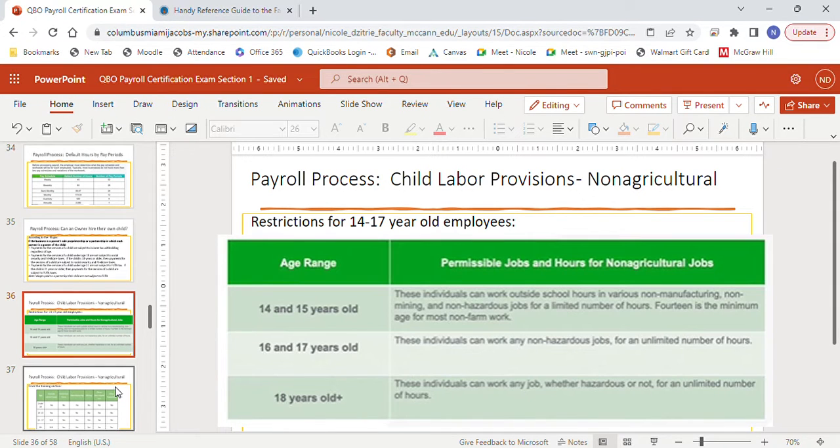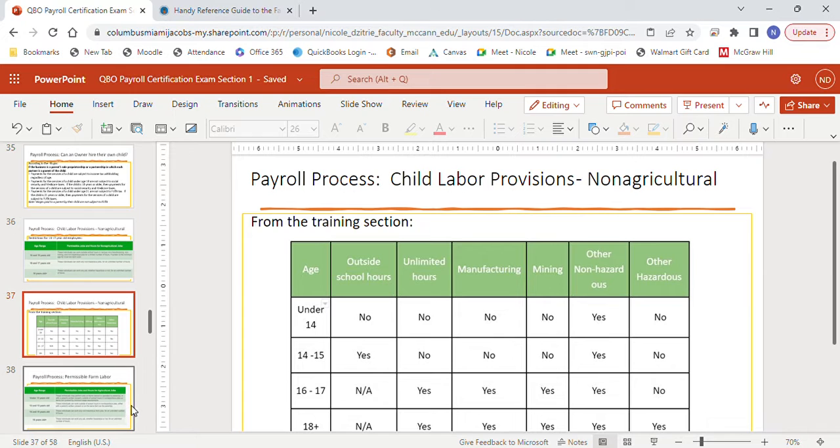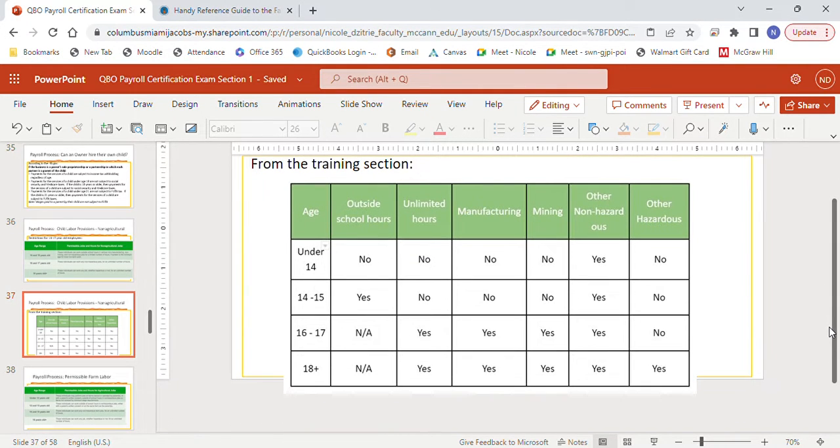All right, child labor provisions, non-agricultural. So this right here was the chart that they had before. I just went ahead and still used it. And you'll see here, these two right here are the restrictions for 14 to 17-year-olds. And I have another one. This is the new one that they have, the new table. This is non-agricultural that you see in the training section.